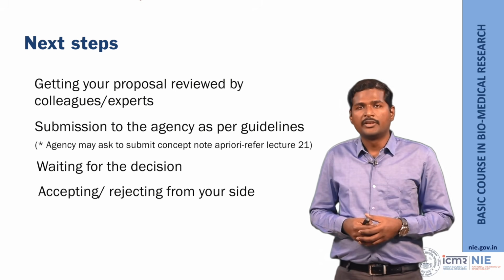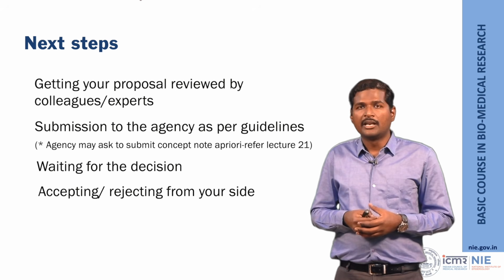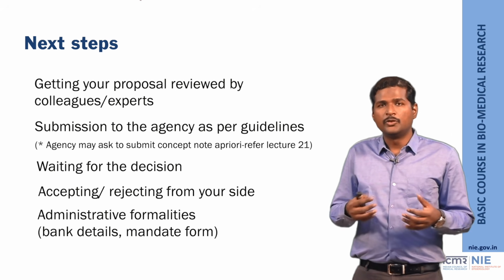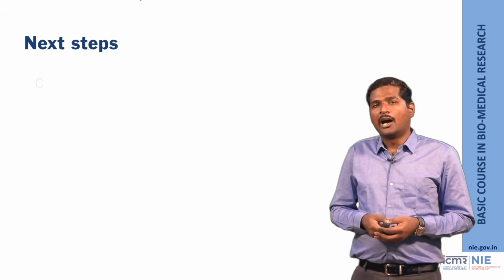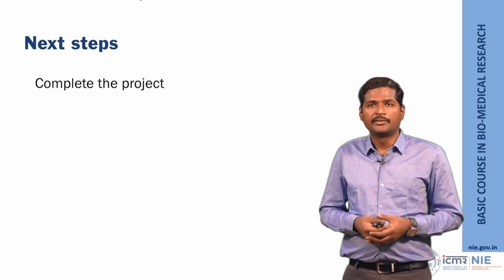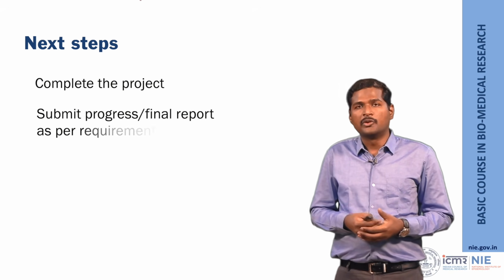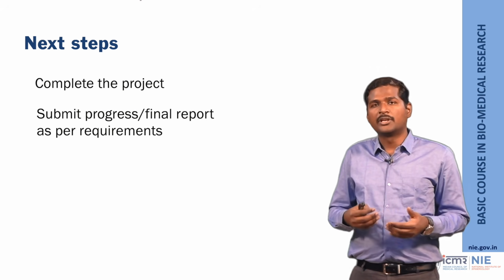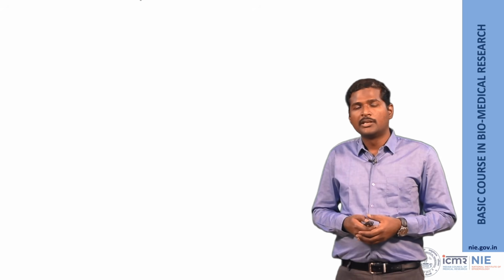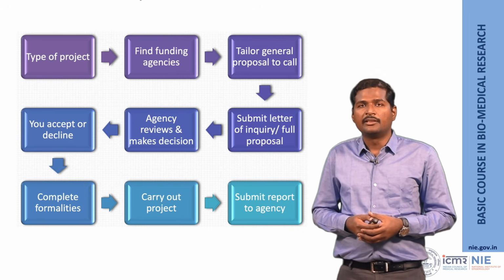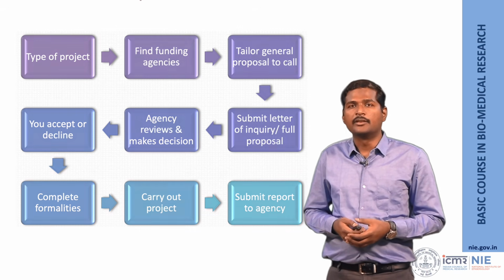Once the decision is out, you can either accept or reject that decision from your side. If you accept the decision, administrative procedures follow. These usually involve filling up forms, furnishing bank details, etc. After you have done the administrative formalities, you carry on with your project, complete the project, and provide progress reports. And at the end of the project, you have to submit your final project report to the funding agency as per their requirements. So briefly, these are the different steps that are involved in writing a grant proposal, carrying out a project, and submitting the final report.